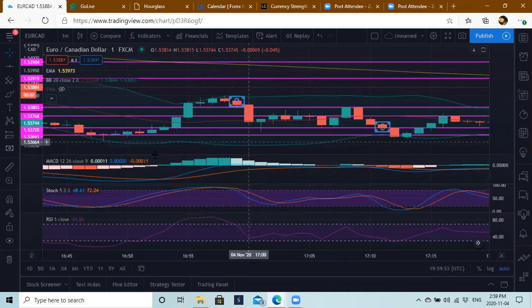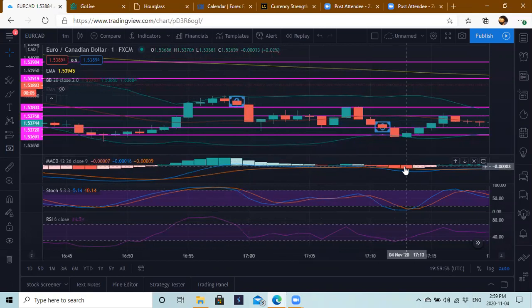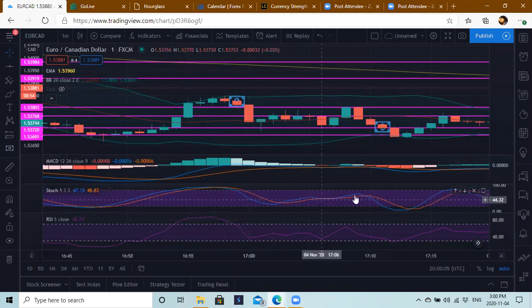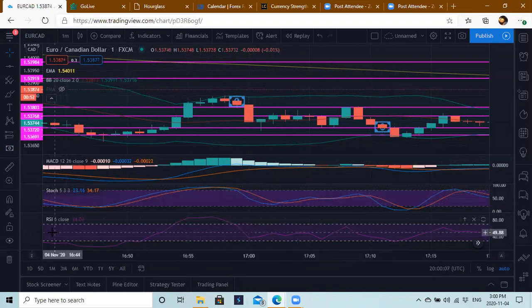Cool? Ignore this. This is MACD. I will deal with this and show you guys on another session, once you guys get the rest and you're feeling comfortable and confident. Here is your stochastics, this thing right here. And this right here is my RSI.